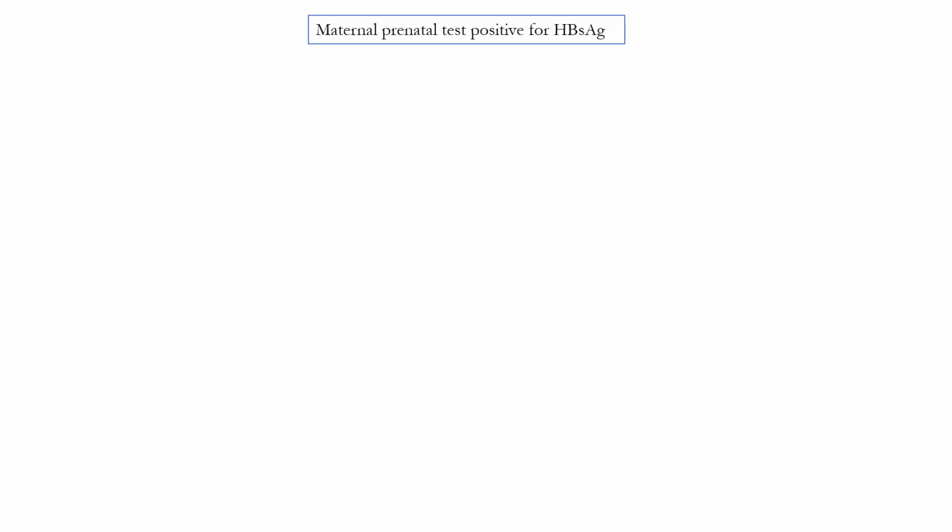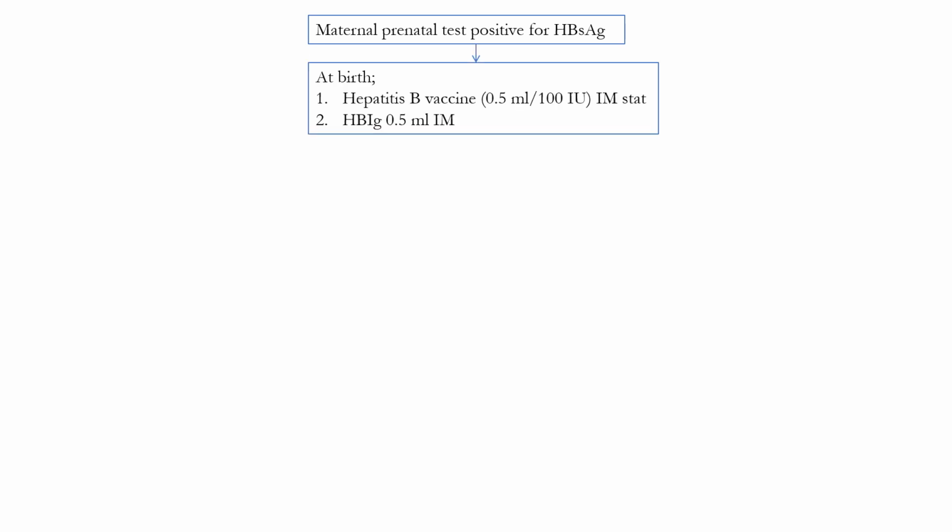So a scenario in which the maternal prenatal test is positive for hepatitis B surface antigen, at the time of birth we need to administer two things to the babies: hepatitis B vaccine 0.5 ml, which is 100 international units intramuscular stat, and hepatitis B immunoglobulin 0.5 ml intramuscular. Both need to be administered in different thigh each.